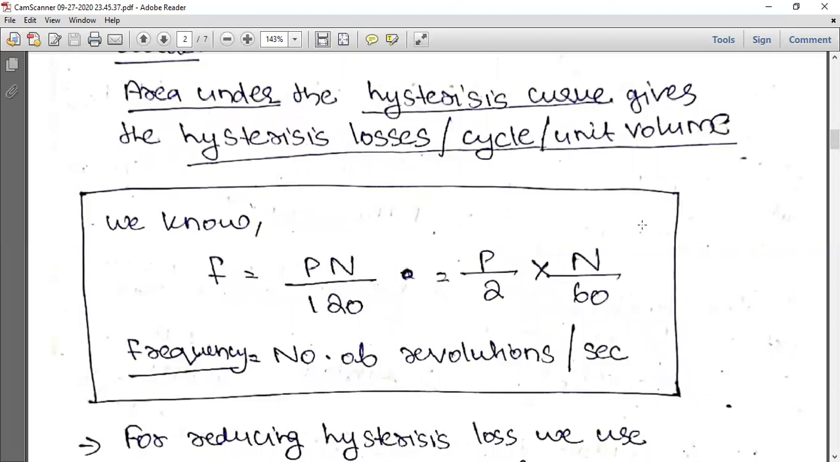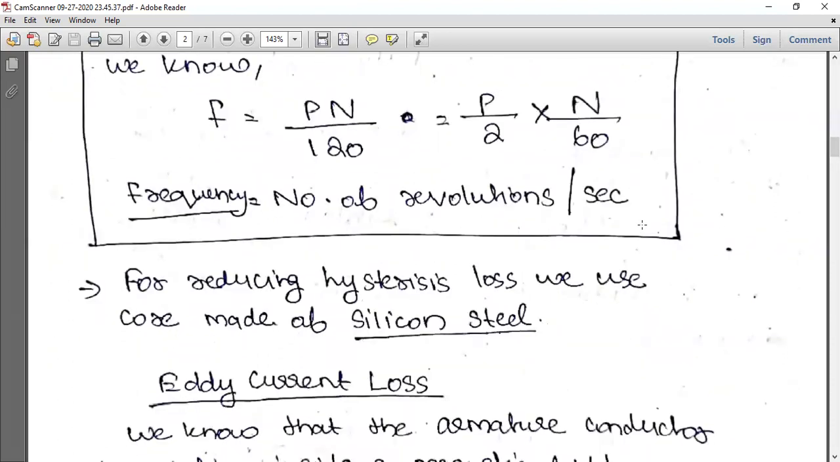This formula is important. You can get multiple choice question problems based on this. All the terms are familiar to you: frequency, number of poles, and speed of revolution. And for reducing the hysteresis loss, we use a core made of silicon steel. Only that can be done to reduce hysteresis loss, because silicon has much superior properties.